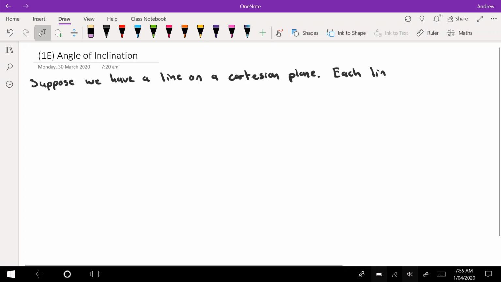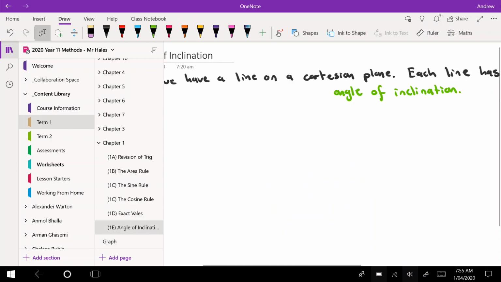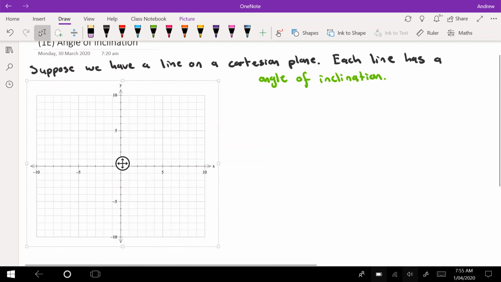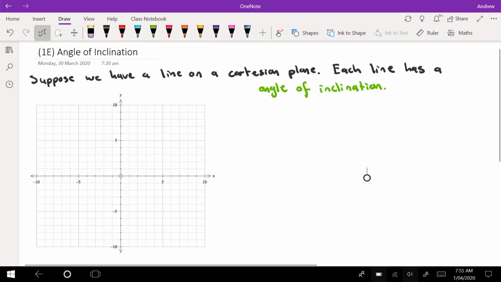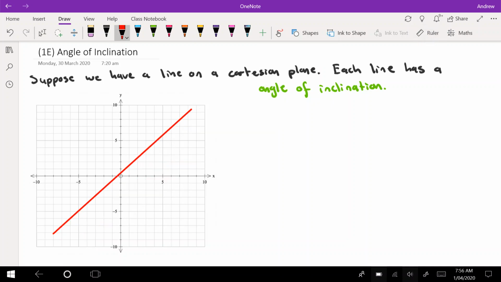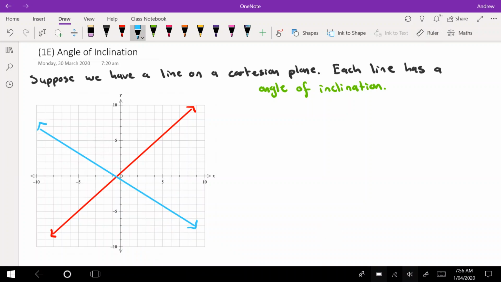Each line on my Cartesian plane is going to have an angle of inclination. Okay, and let me copy a graph onto my page. Alright, so let's say I have two lines. I'm going to draw two different lines. So I'm going to draw this line here, and I'm going to draw a blue line here. These two lines both have different angles of inclination.